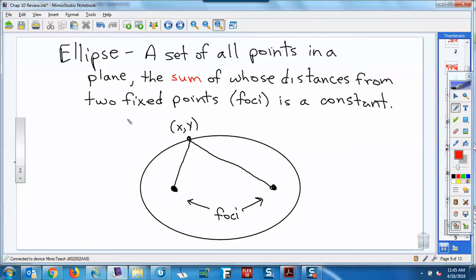Then we had the ellipse. The ellipse was a set of all points in a plane. You don't have to say in a plane. The sum of whose distances is a constant. So ellipse and hyperbola definitions are almost identical, except the words sum and difference. A set of all points, the sum of whose distances from 2 fixed points, which is your foci, is a constant. Okay? So those 2 distances added together is a constant for that ellipse, and it's 2a. Remember that constant is 2a. That's what that sum is. I'm going to write that in.